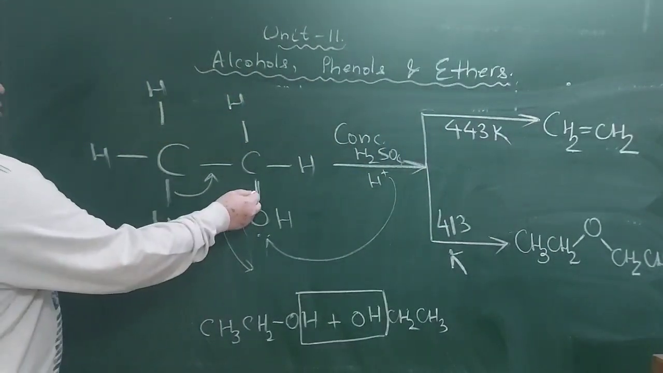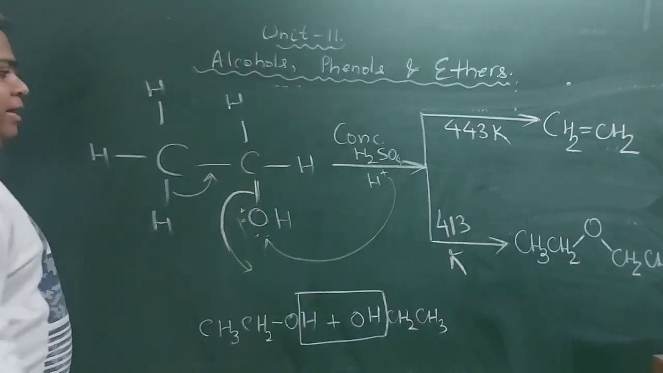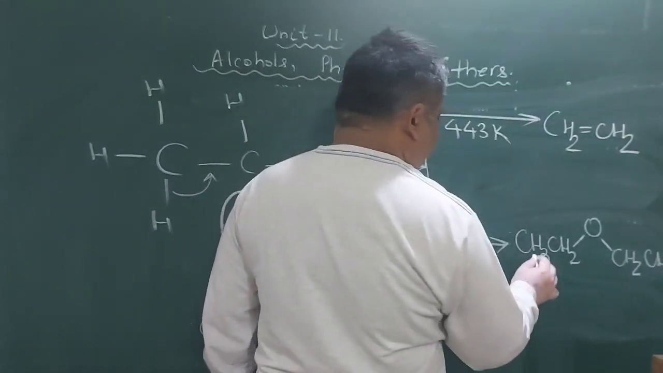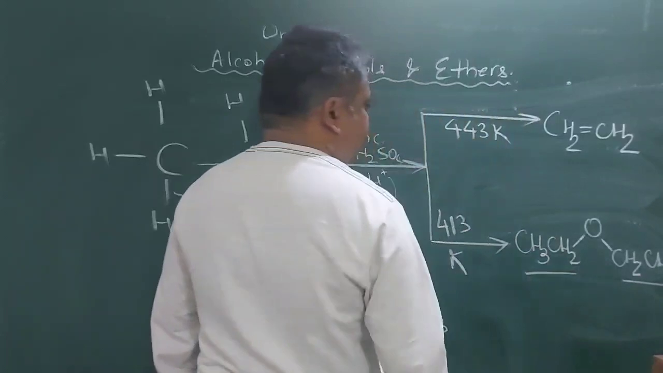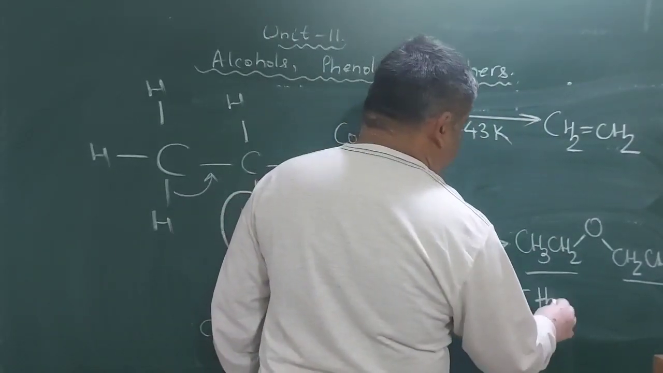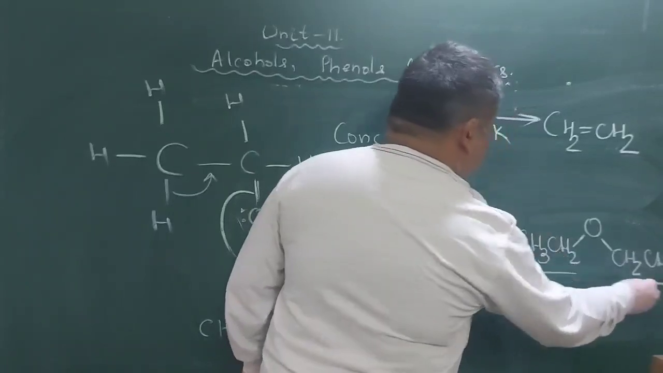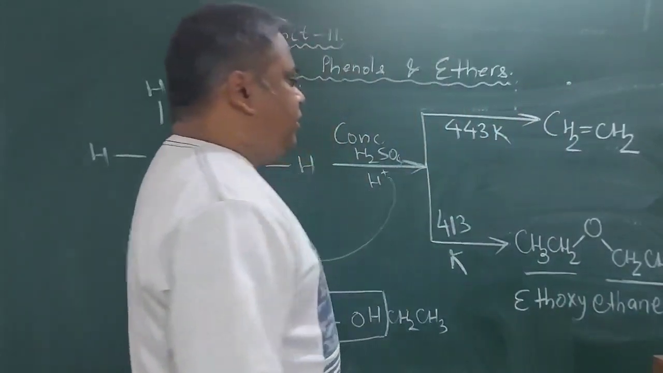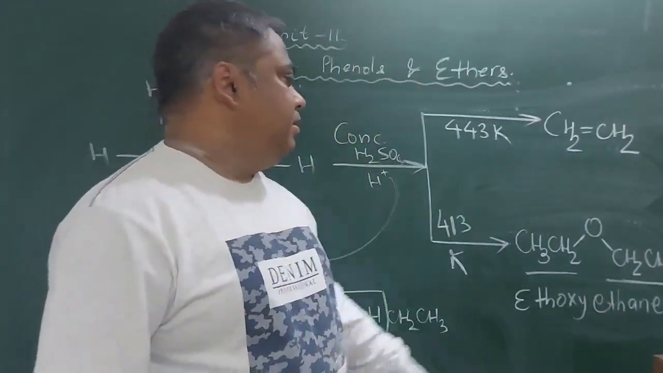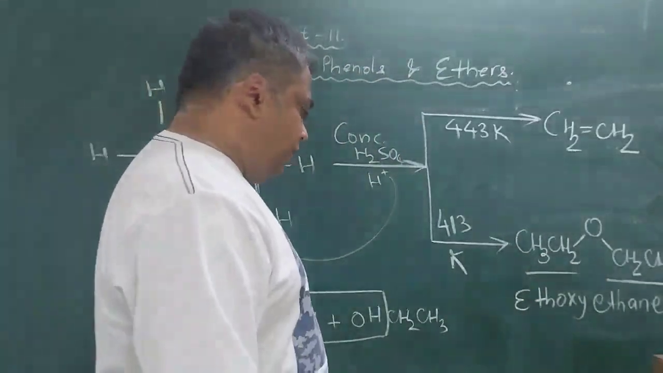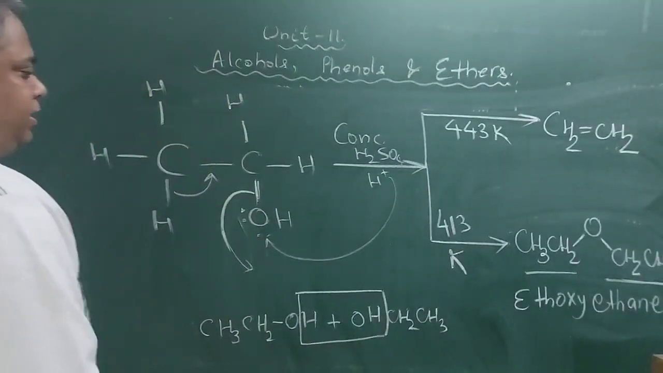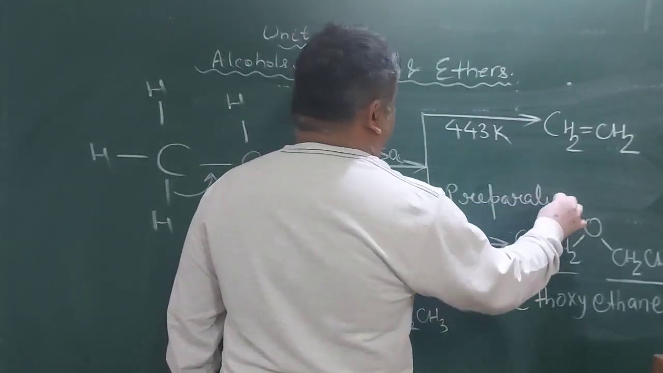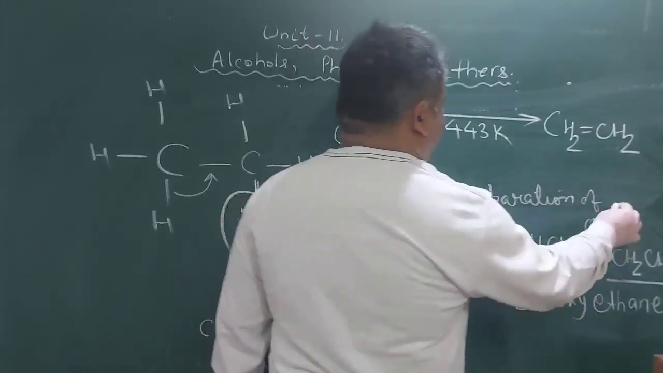So see here, there is so much similarity in the molecule. They can be easily interconverted, isn't it? How will you name this? This is a symmetrical ether. Both sides the alkyl groups are the same, so we'll name it ethoxyethane. If this will be CH3, then we will name it methoxyethane. Okay, so I have shown you the preparation of ethoxyethane.